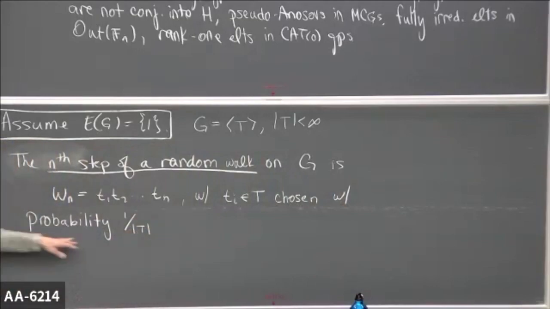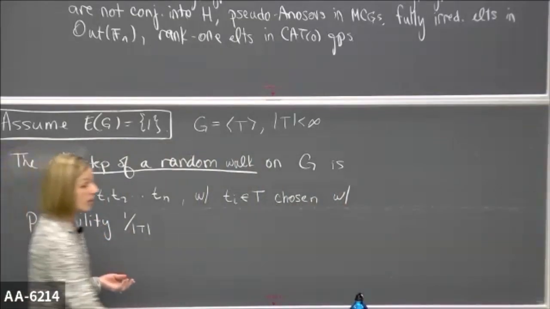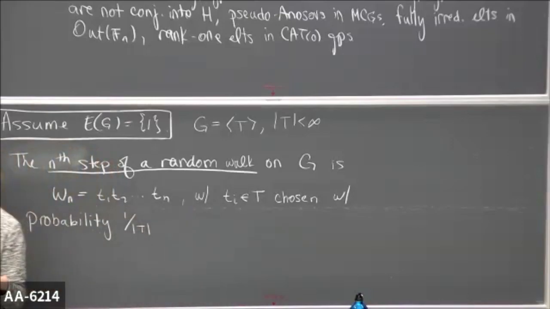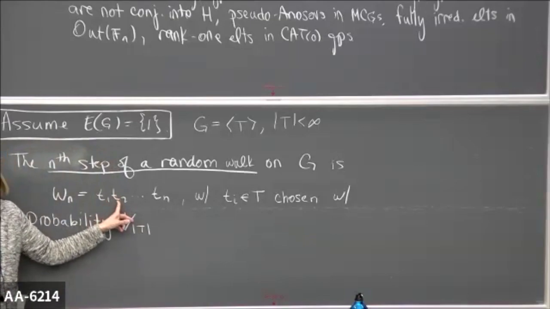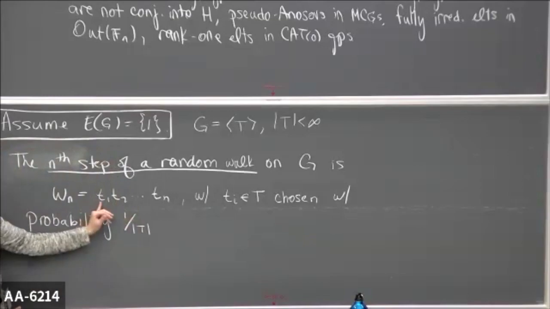So this is a random walk with respect to the uniform probability distribution on a finitely generated group. You could choose other probability distributions, but I'm basically saying I'm going to throw all these generators in a bag and pull one out at random, and that's going to be the first letter of my word. I'm going to put that back in, shake the bag up, pull one out at random. Here's the second one, and then I'm going to do that n times. So they're chosen independently with respect to the uniform probability distribution.